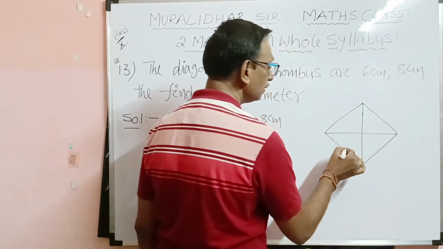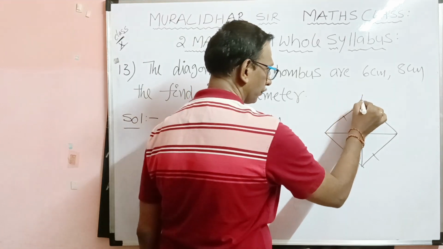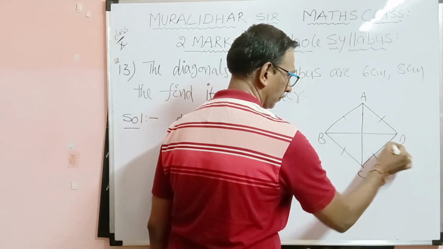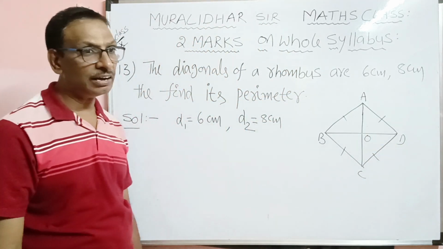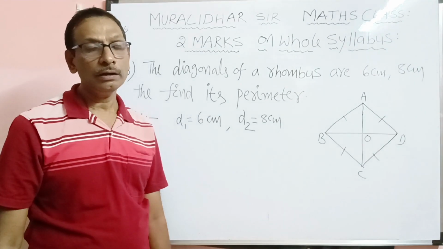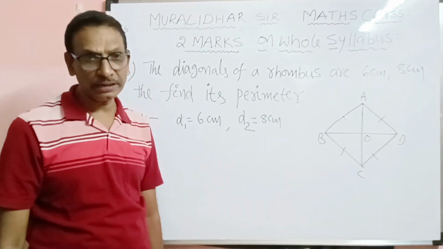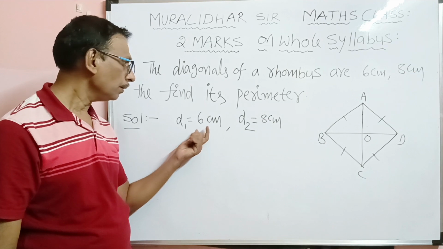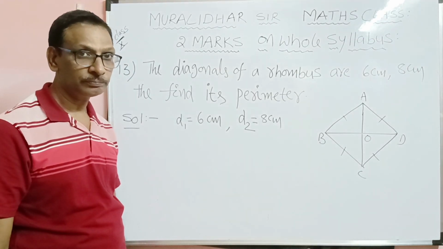In the rhombus, all sides are equal. Suppose AC is the first diagonal and BD is the second diagonal. The length of AC is given to you as 6 centimeters.